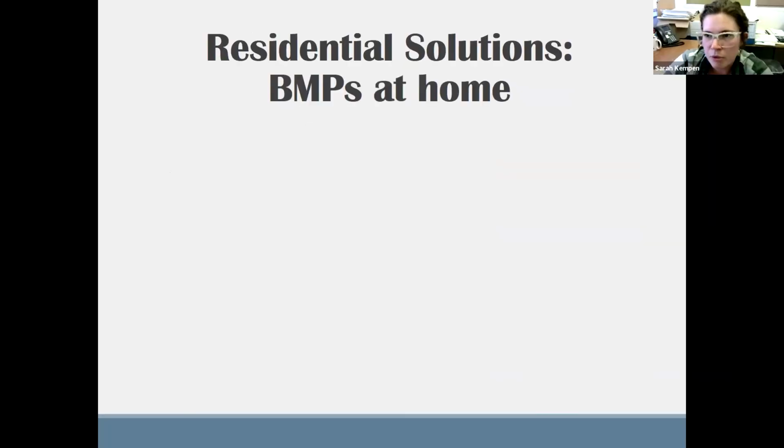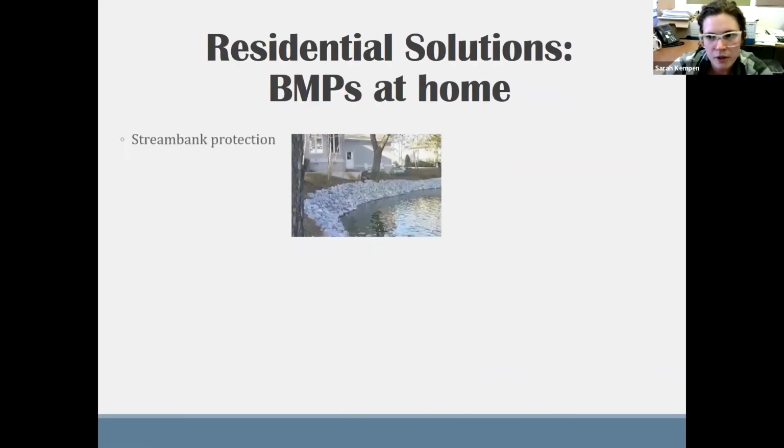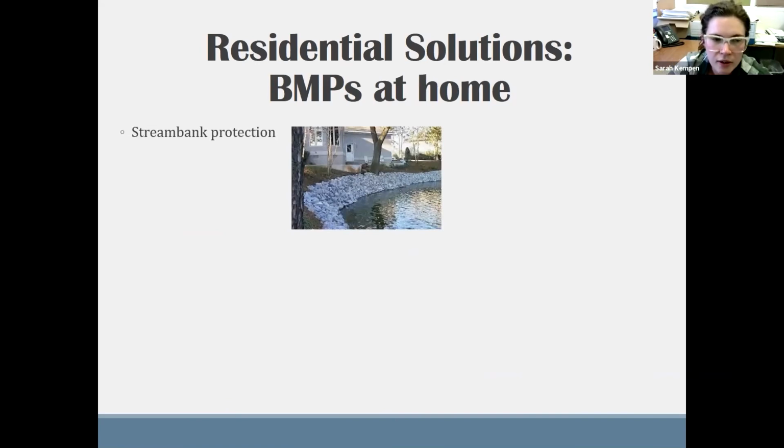Some best management practices, BMPs, that you can do at home. If you live on waterfront property, there's stream bank protection. As you saw in those other pictures earlier, the erosion that happens along the stream banks is due to flooding events. You can try to put down some sort of riprap or protection there to keep it from eroding any further or closer to your home.